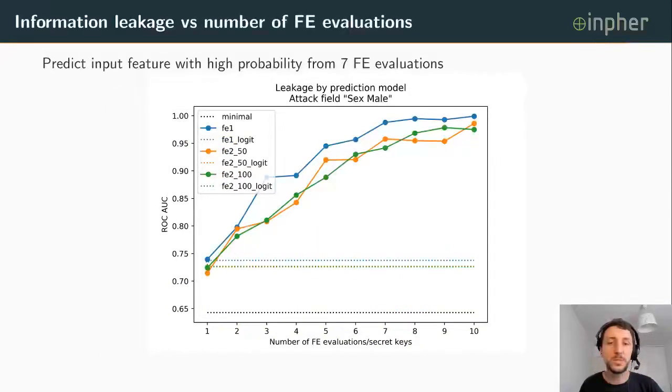As before, we wanted to see how this leakage increases with the number of function encryption evaluations. So we have studied the sex male field, and in this case, as we can see, the leakage always increases with the increase in the number of function encryption evaluations, as expected. And also, we can say that starting from 7 evaluations, the leakage is so huge that an attacker will be able to predict the value of this feature with high probability.